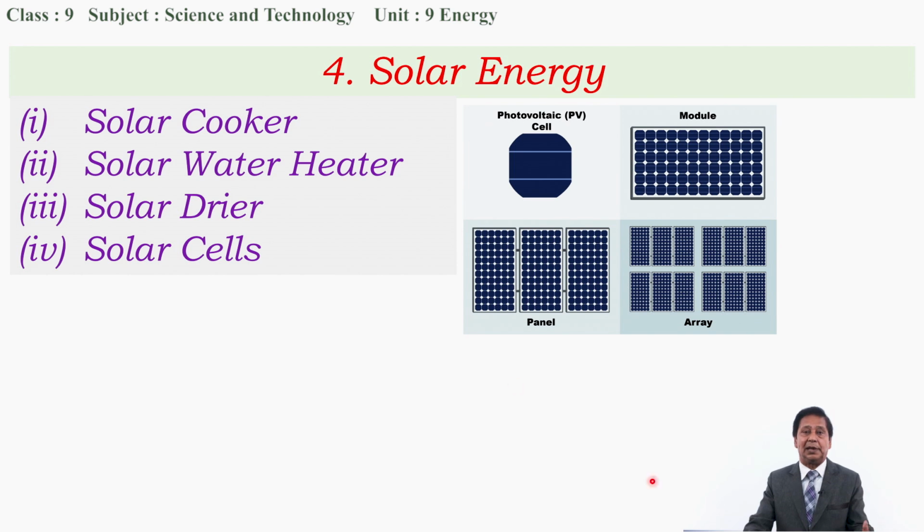According to the amount of electrical energy which we want, we either use a solar panel or we use a solar array. And all these devices utilize solar light energy, and solar light energy is converted to electrical energy by these solar cells.